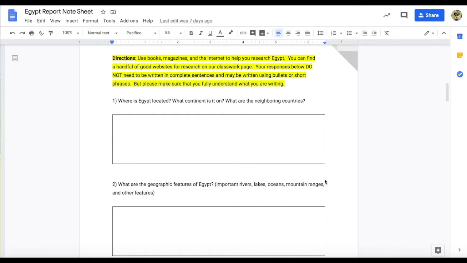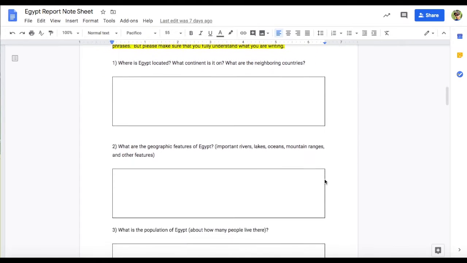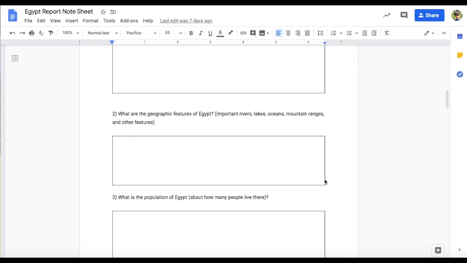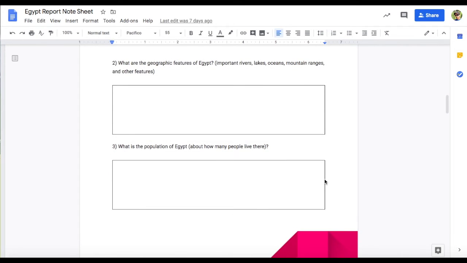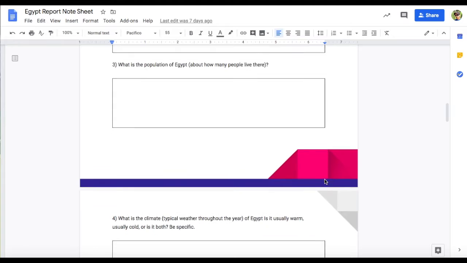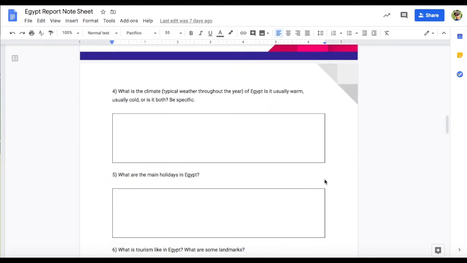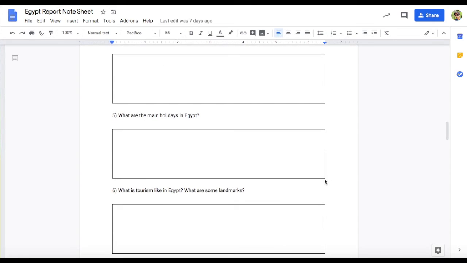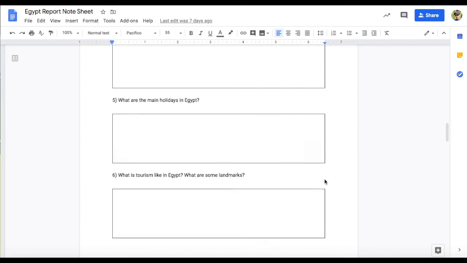All right, some of the questions include, where is Egypt located? What continent is it on? What are some of the neighboring countries? So the countries to the north, south, east, west. What are some of the geographic features you learned about? Landforms features in the beginning of the year. What is the population of Egypt, meaning how many people live there? What is the climate? Cold, warm, sunny, etc. So be as descriptive as you can, and think about seasons as well.